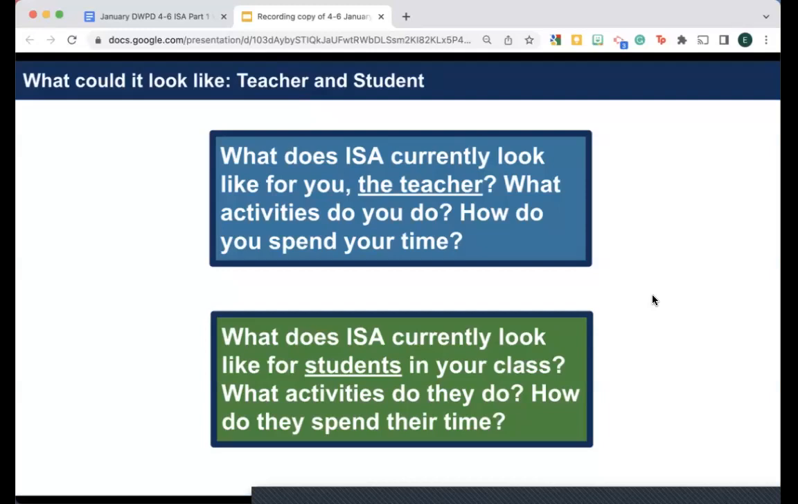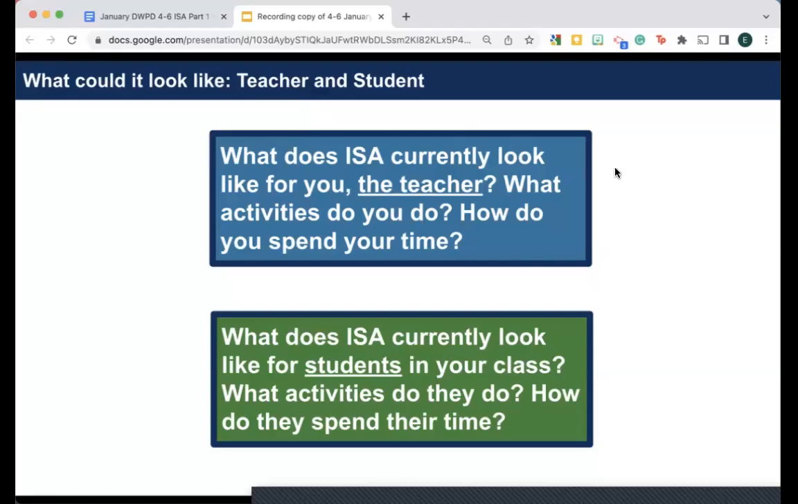I want you to pause to think to yourself, what does your ISA currently look like for you, the teacher? What activities do you do? How do you spend your time? ISA is about 35 minutes long, and I'm curious what you, the teacher, are doing throughout those 35 minutes.